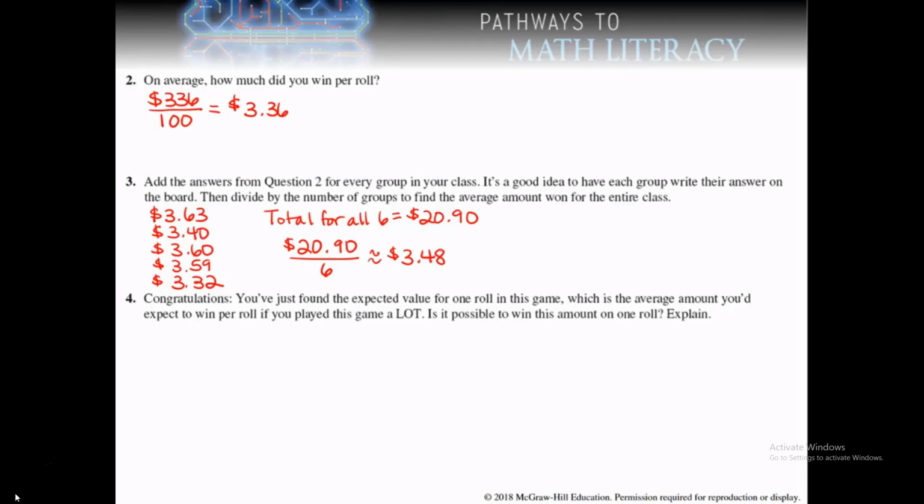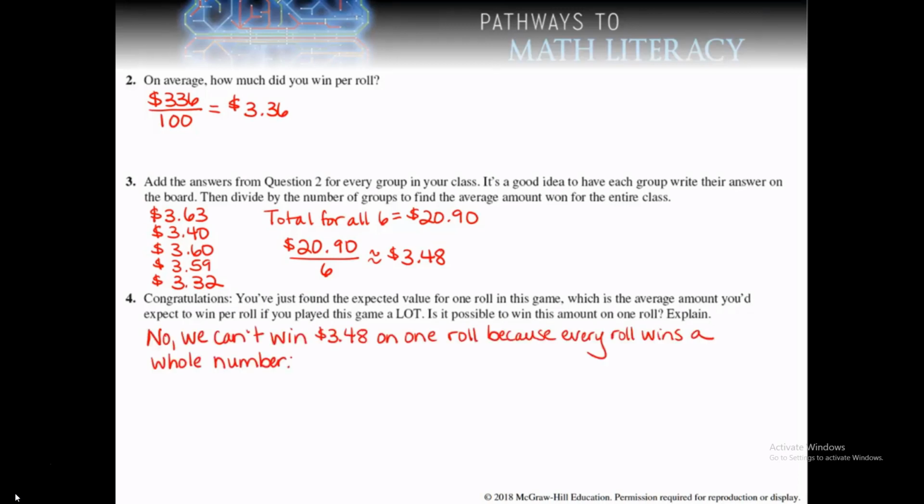So question 4 says that's the expected value for a roll. It's the average amount that you would expect to win per roll if you played a lot. Is it possible to win that amount on one roll? Well, no, we cannot win $3.48 because every roll wins a whole number. And so it's important to keep in mind that expected value is an expected average, not an expected amount on each roll.